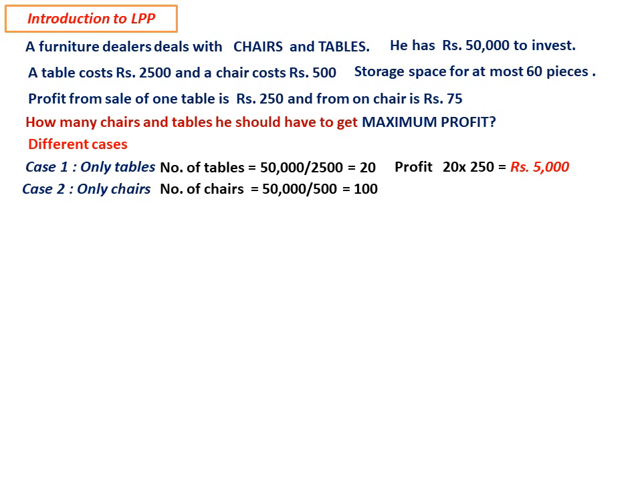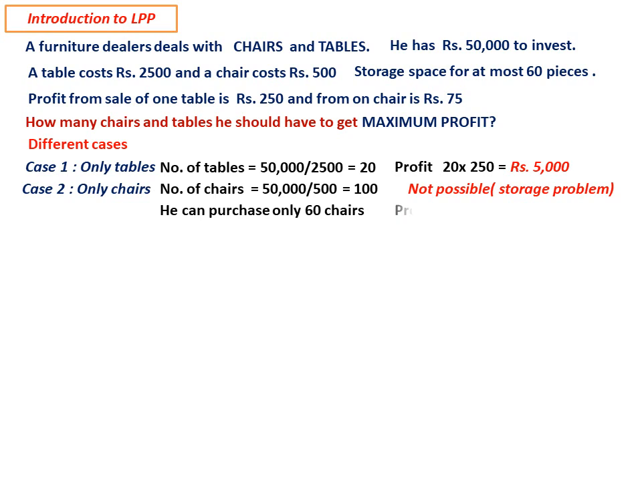Similarly, let us take another case. So only chairs, then number of chairs will be 50,000 divided by 500. So that is 100 chairs he can purchase. But this is not possible because there is a problem. The storeroom can accommodate only 60 pieces, whether it is table or chair. But here it is 100. So this is one problem. So he can purchase only 60 chairs.